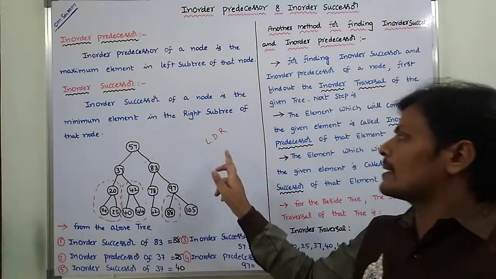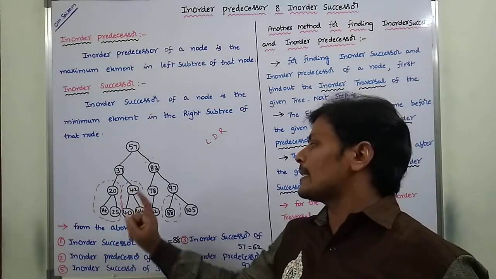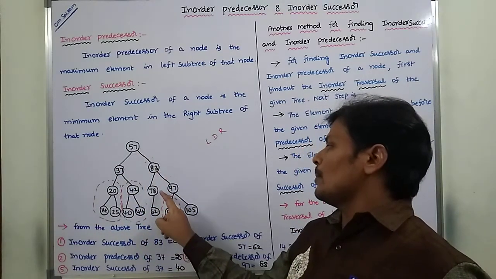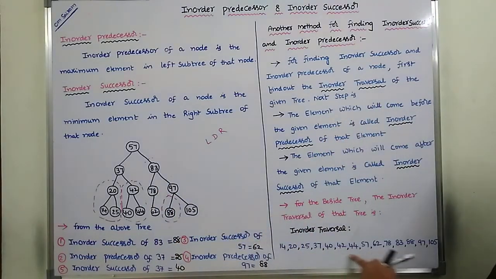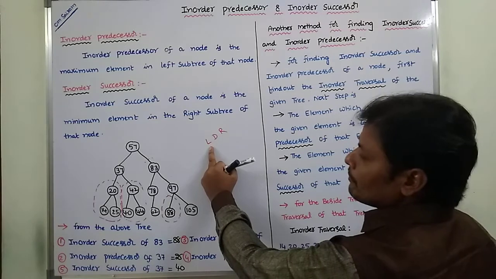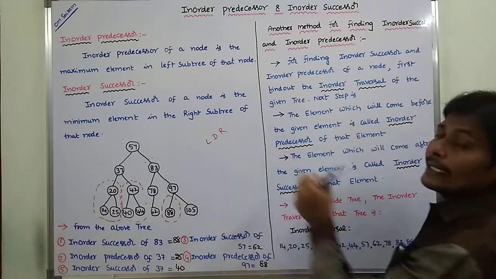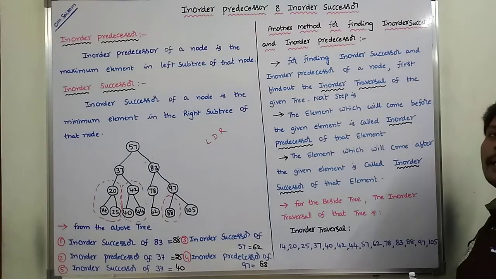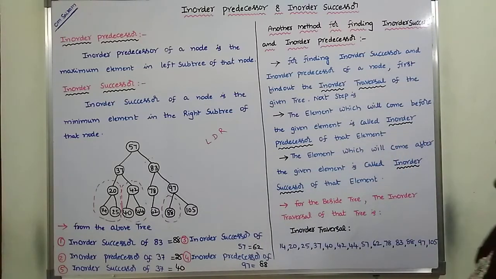So the inorder traversal of that tree is 14, 20, 25, 37, 40, 42, 44, 57, 62, 78, 83, 88, 97, 105. So this is the inorder traversal of the given tree based on this order. L means visit the left subtree, D means visit the root node, and R means visit the right subtree. According to this order, we construct the inorder traversal of the given binary search tree.